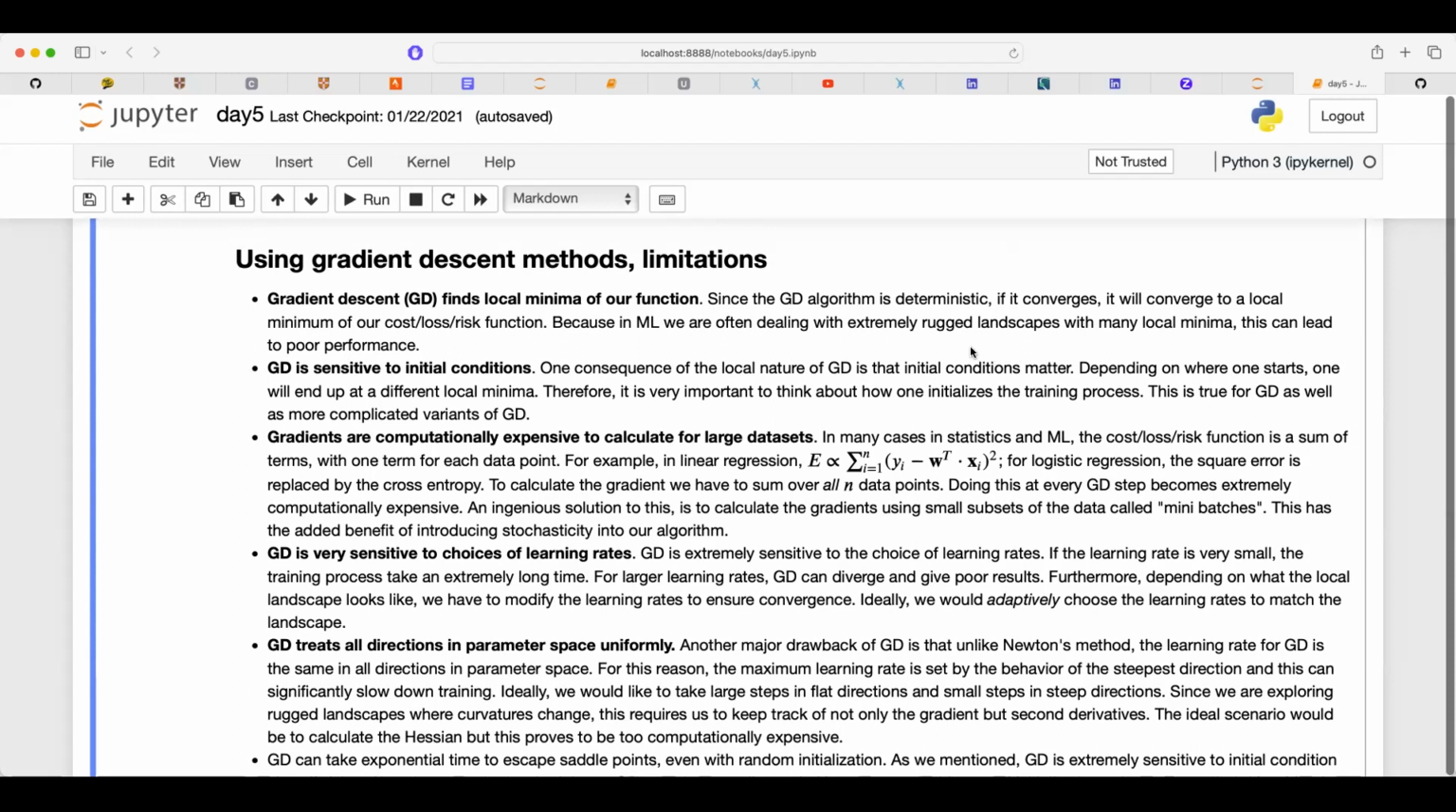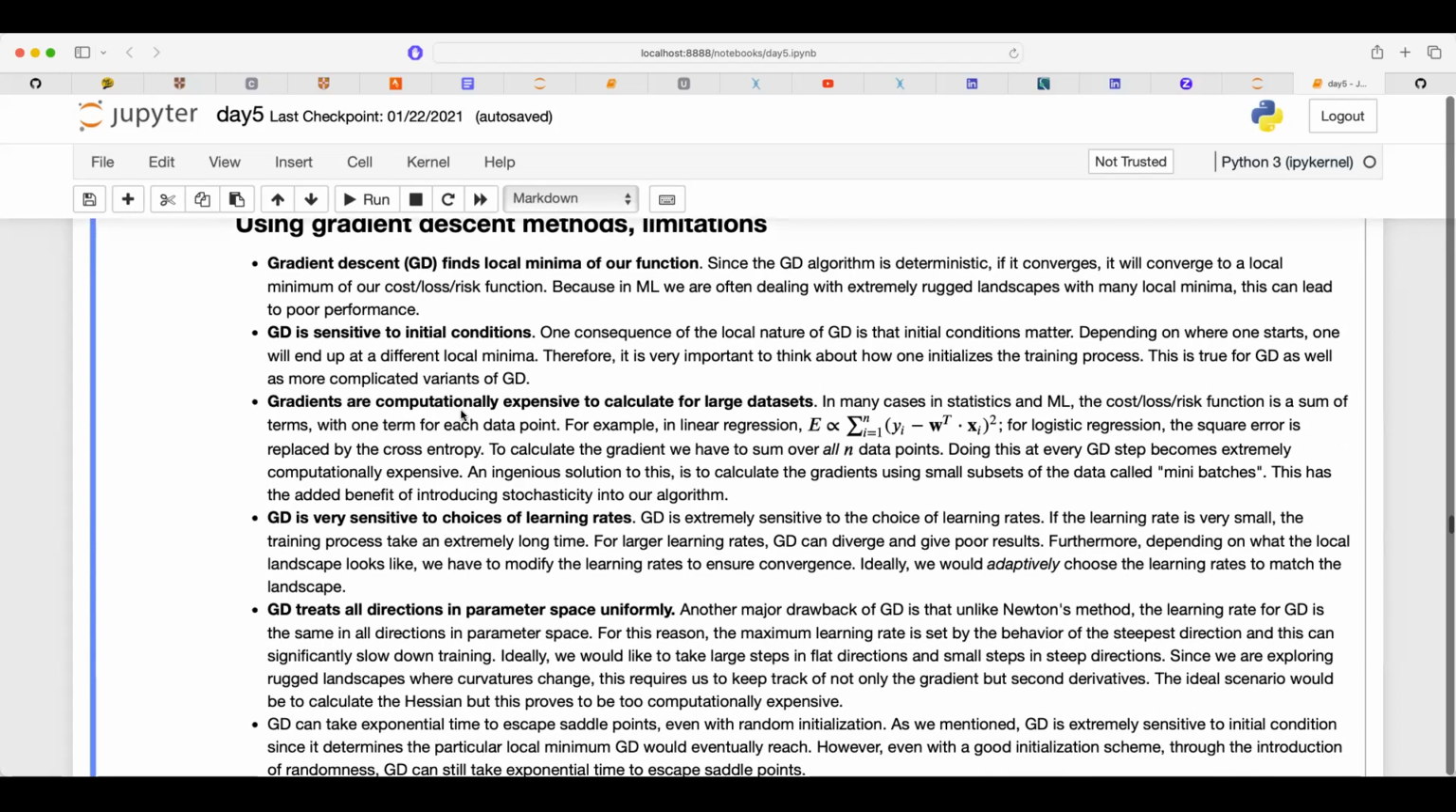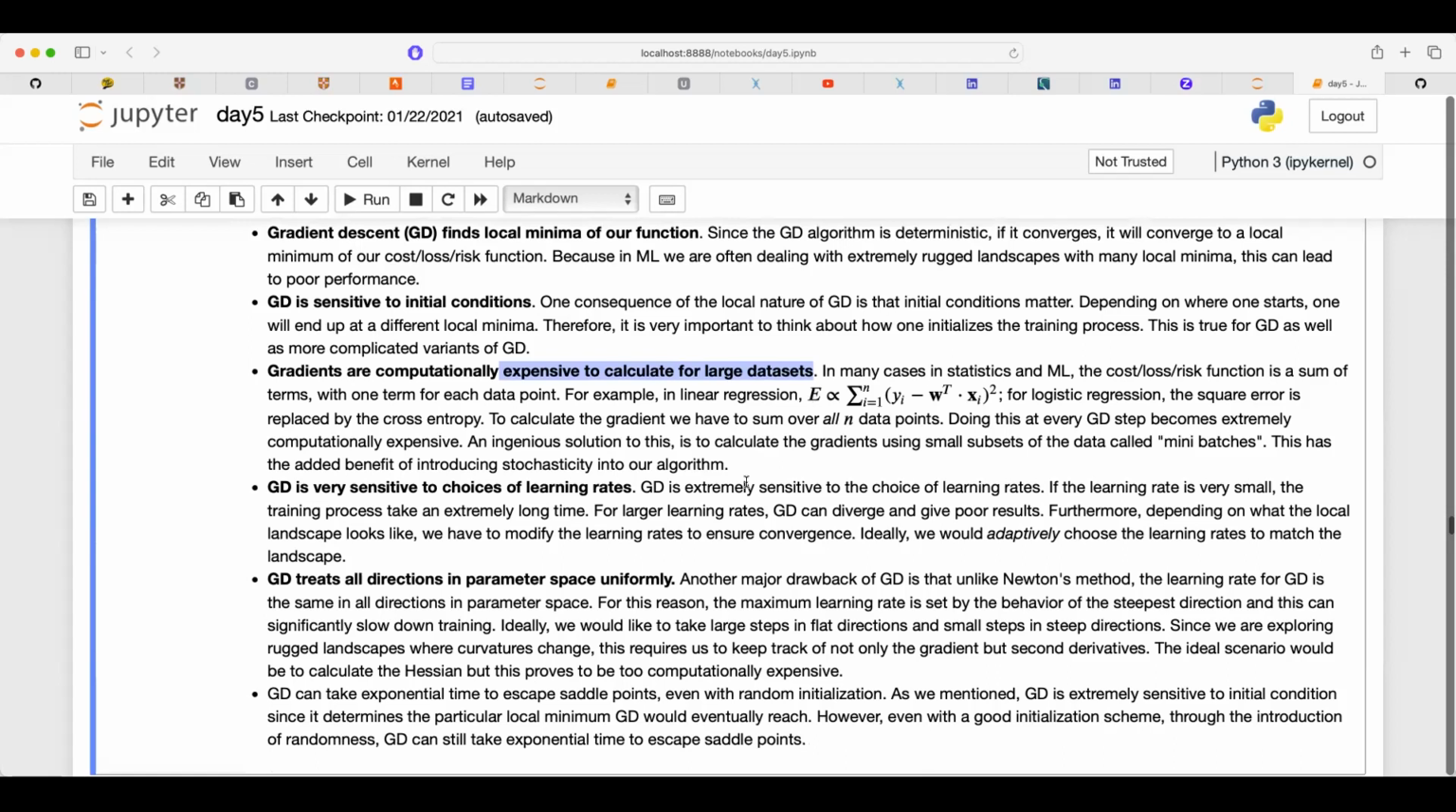It can lead to poor performance because we often have a very complicated function. You saw that it's very sensitive to the initial conditions. It's very sensitive to the learning rates. And they're computationally expensive to calculate for large data sets because we are calculating the full gradient.